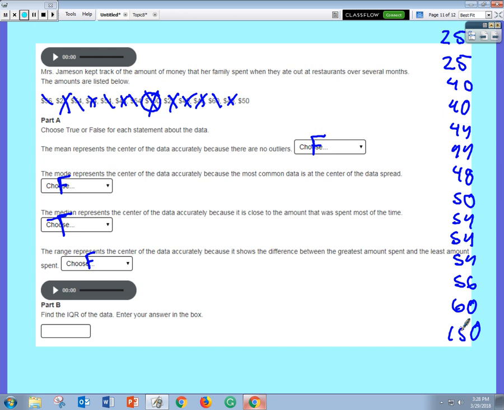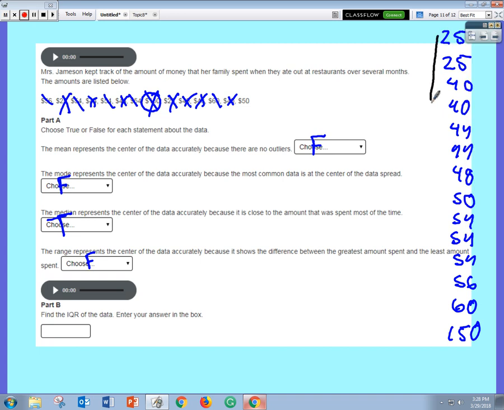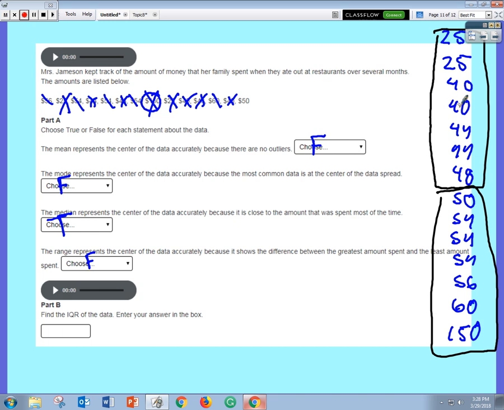Let's double check if I had all the data values. 1, 2, 3, 4, 5, 6, 7, 8, 9, 10, 11, 12, 13, 14. Okay, split it in half. So let's go 7s because half of 14 is 7. 1, 2, 3, 4, 5, 6, 7 here. And 7. We're looking for the IQR. We have 40 here. We have 54 here. The IQR would be 14. And that's my IQR.